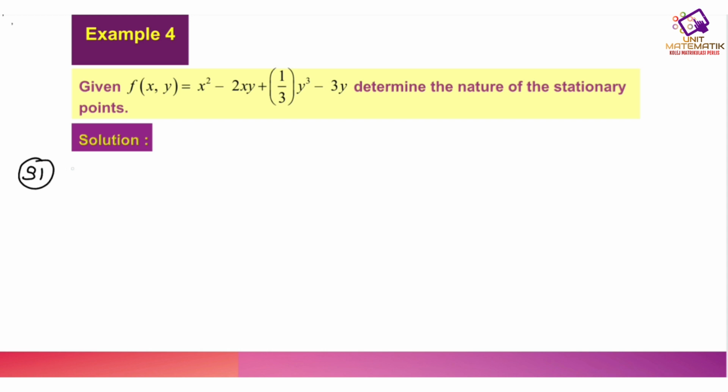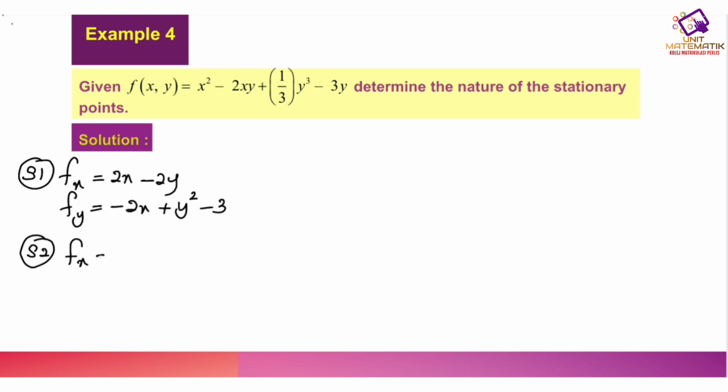Step 1, find f sub x. Differentiate with respect to x: 2x minus 2y. And differentiate with respect to y: negative 2x plus y squared minus 3. Next, step 2. To find the critical point or stationary point, f sub x equal to 0 and f sub y equal to 0.